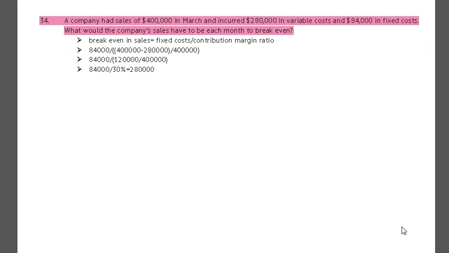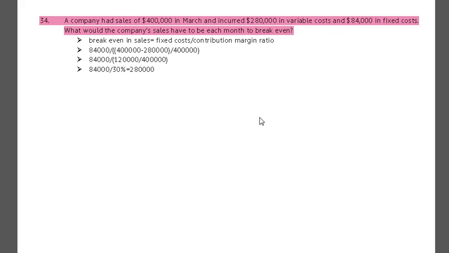Problem number 34. Once again, this is kind of building from the previous problems. One thing to keep in mind when you have these exercises: everything's not going to be just one formula that you have to look at. You may have to calculate certain things first in order to use your formula. So for instance, in this one, we're calculating our break-even in sales. Our formula for break-even in sales would be fixed costs divided by our contribution margin ratio. So we don't know what our ratio is. In order to calculate our ratio, the contribution margin ratio is contribution margin per unit divided by sales per unit. So we must first calculate our contribution margin ratio.